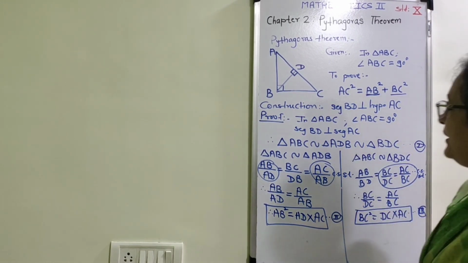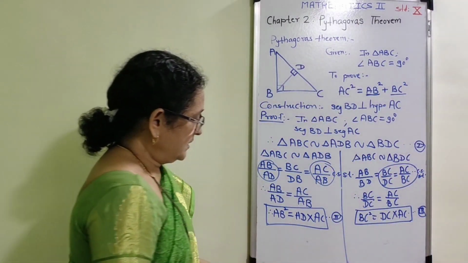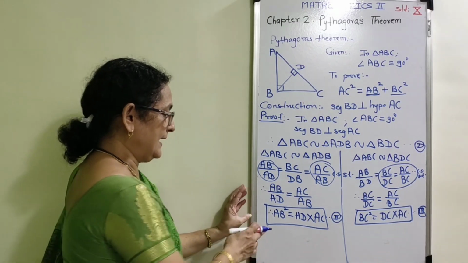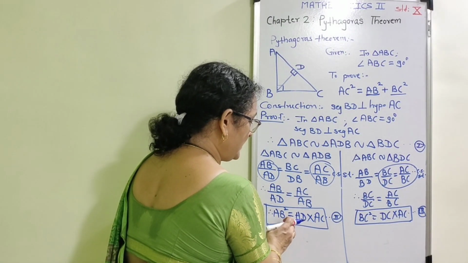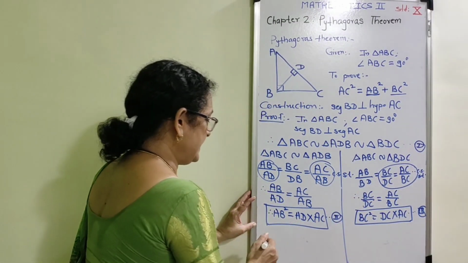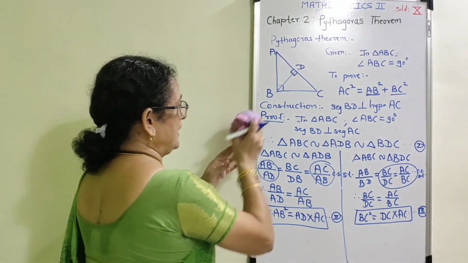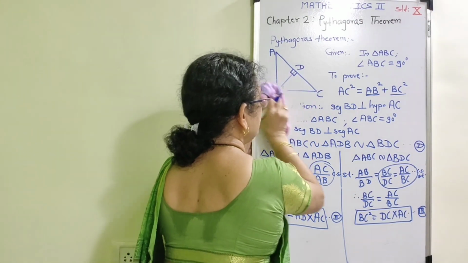Now we are going to prove how we will get the result from these two. I am going to add statement number 2 and 3. Adding statement number 2 and 3, I will get the next step, and that step I will write here.